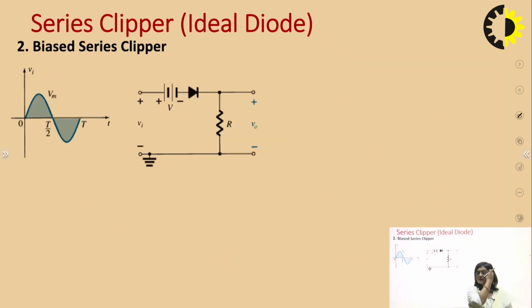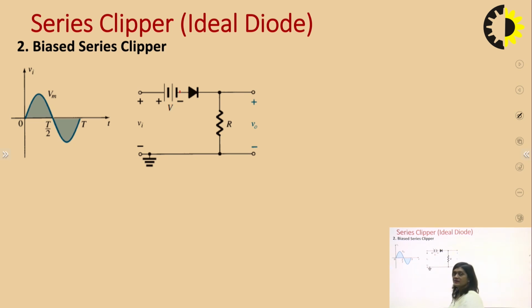Now this is the biased series clipper, which means we have connected this battery here. In the last example, we saw that the positive cycle was completely removed. Here we will see that some part of the positive or negative cycle will be removed due to the battery that we have applied.